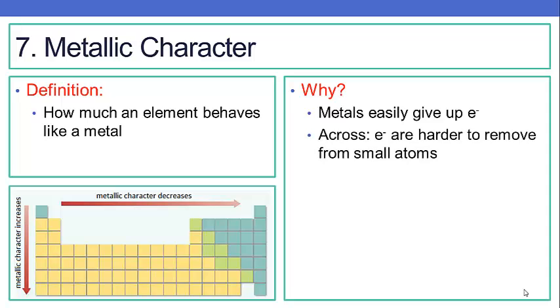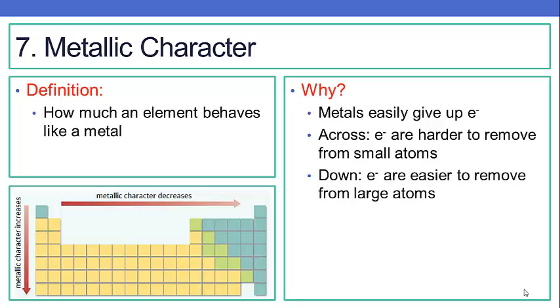So metals easily give up electrons. And as we are moving across, those atoms are getting more and more positive in their nucleus. So those electrons are moving closer and closer to the nucleus. So it's much harder to remove that electron when that attraction is strong. So these are going to behave less like metals.